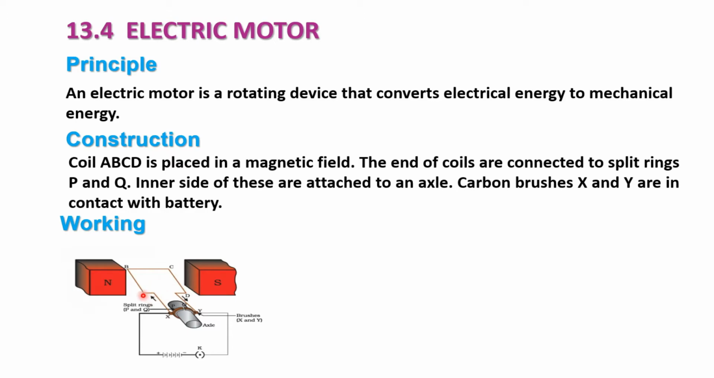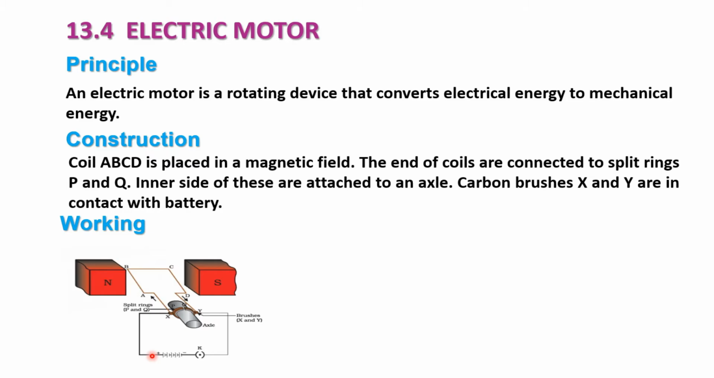The ends of the coil, from A and from D, are connected to the split ring. Split ring means one ring is halved into two. The names of the split rings are also given as P and Q. The inner sides of these are attached to an axle. So this rod is an axle. X and Y are the carbon brushes, which are in contact with the battery and the switch. The construction is understood.